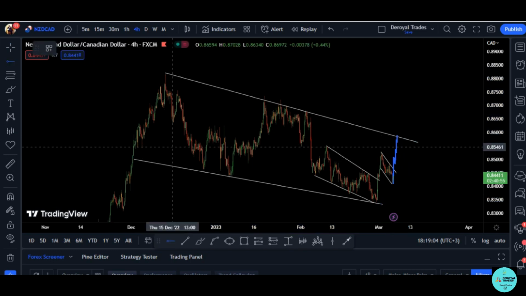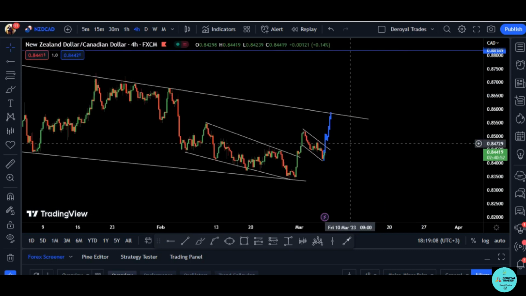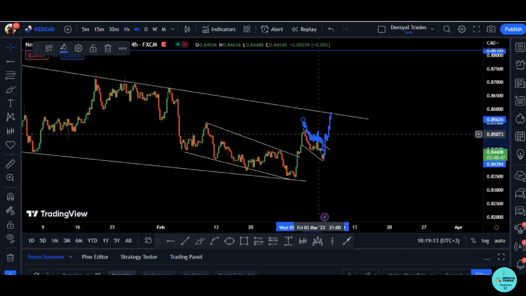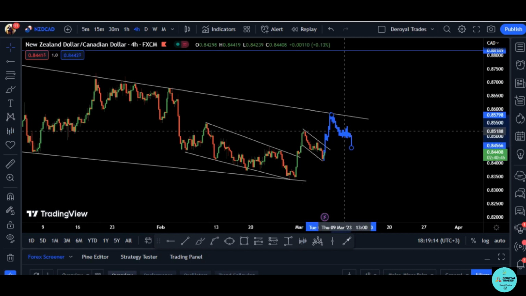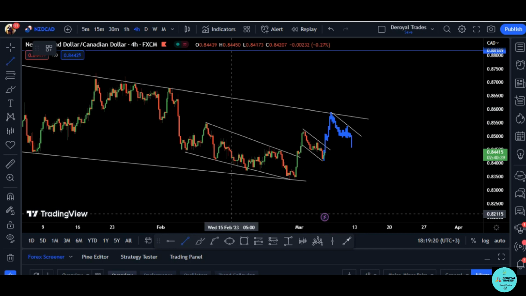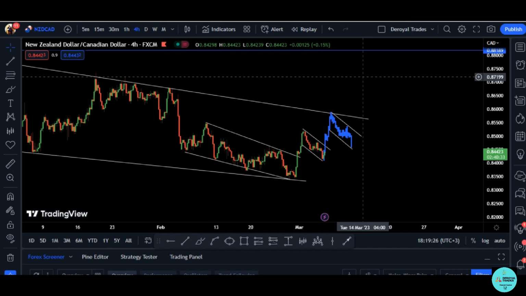But what we are expecting is that after this impulse correction, guys, another impulse. So that is like higher high, higher low, higher high, to reach this area again.